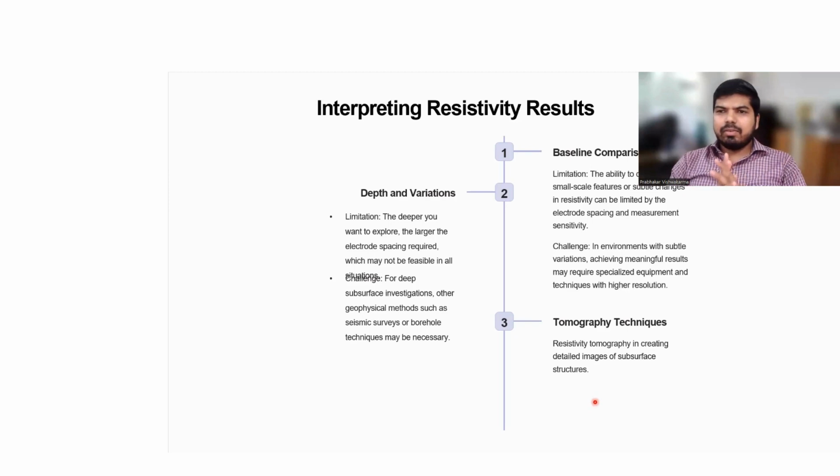So there are a few challenges in environments with subtle variation. Achieving meaningful results may require specialized equipment and techniques with high resolution. What are the challenges which will come? For deep subsurface investigation, there are other methods like seismic survey or borehole techniques, which will give more accurate information about your subsurface condition. And tomography techniques I have already discussed. They will give you pictures of the variation of electrical resistivity along the depth as well as the horizontal distance.